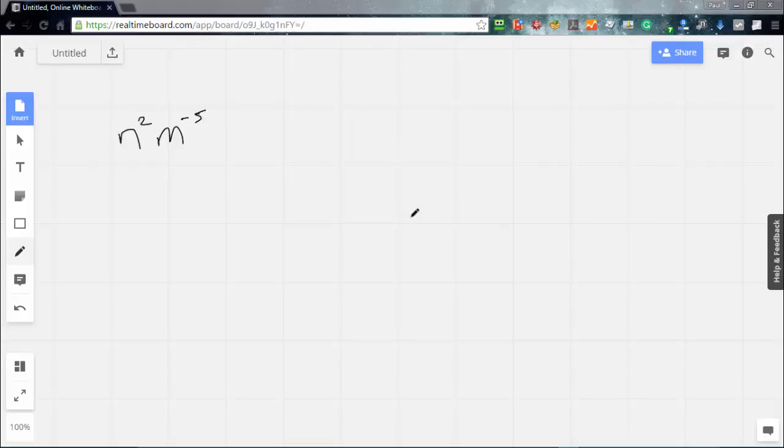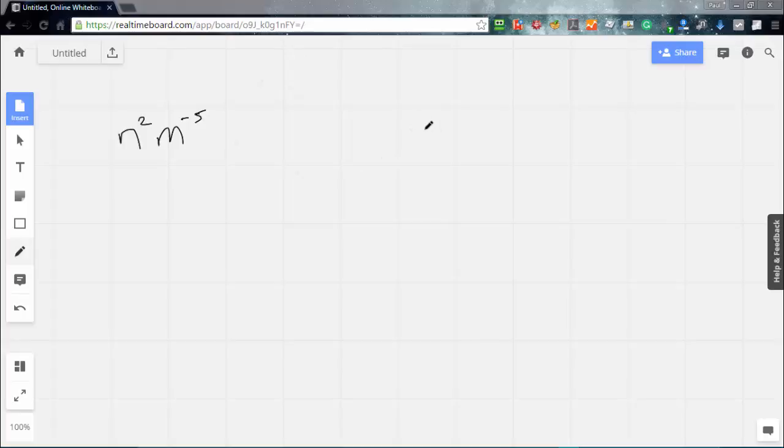In this video I'm going to go through some exponents, but mostly I'm talking about what to do with exponents that have a negative number, like this m to the power minus 5. What exactly do I do with these? So let's just talk about them a little bit to start with.